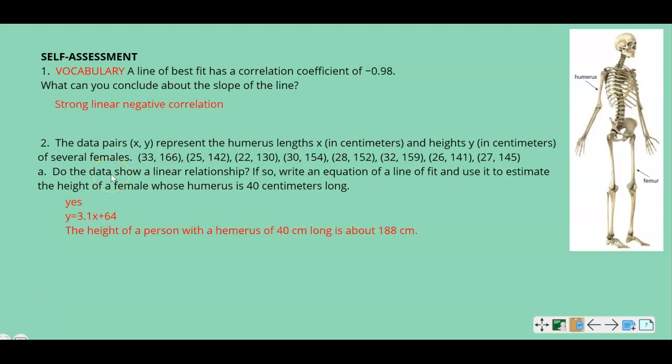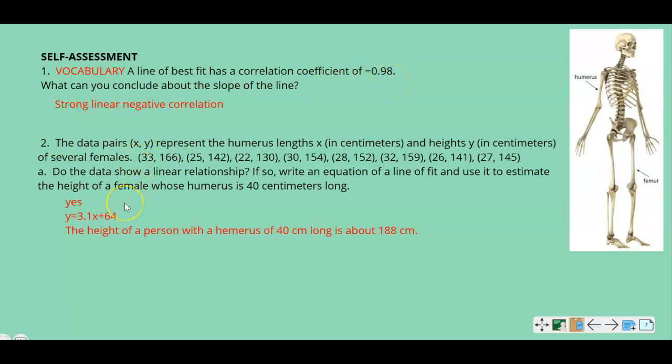All right, if you did the self-assessment, hopefully you found that the correlation coefficient of negative 0.98 is linear because it's a line of best fit. So it talks about a line, so we know it's linear. And we know it's going to be a strong negative correlation because it's close to -1.